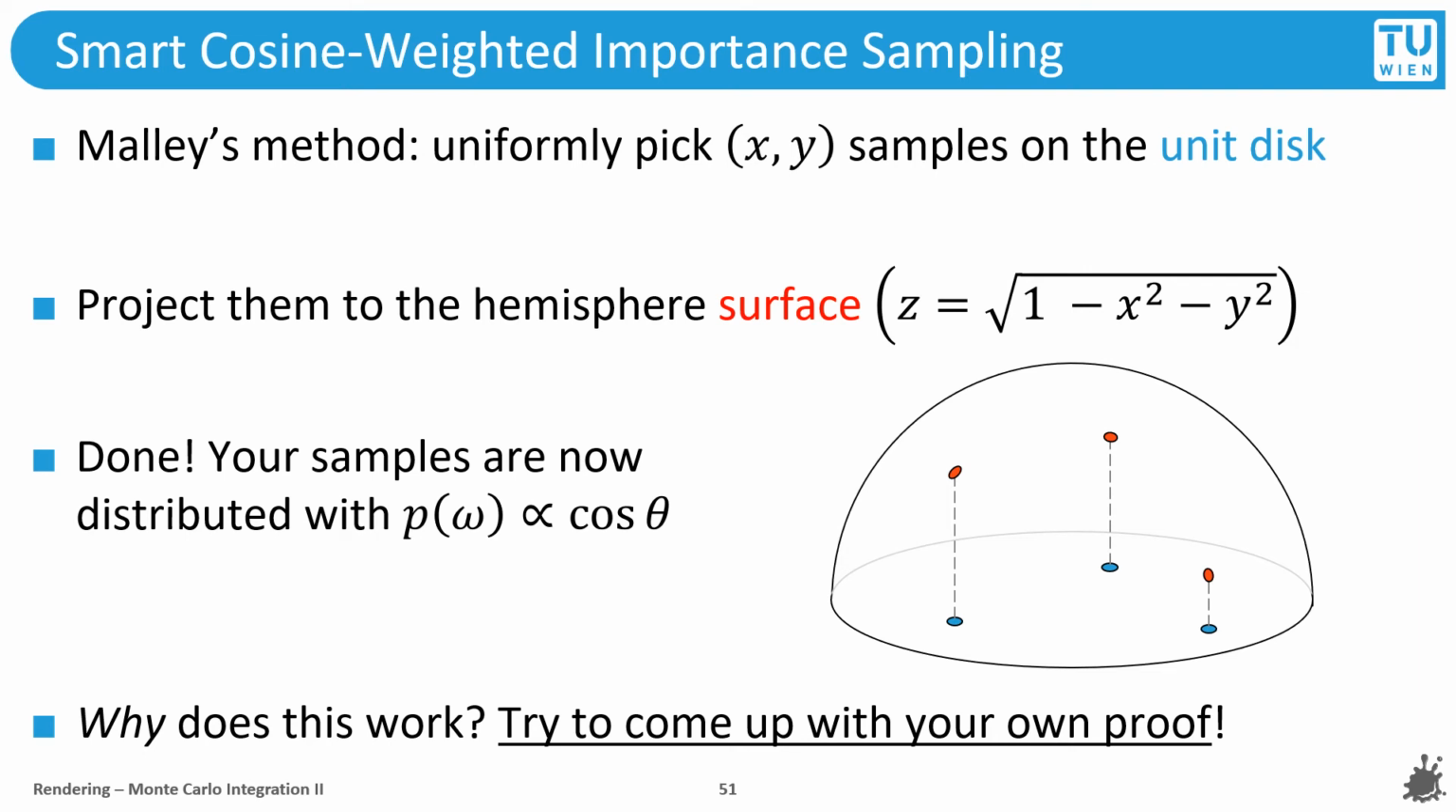But if you don't want to spend any energy on that, there's a quick solution called Malley's method. Malley's method gives us exactly what we want: cosine weighted samples on the unit hemisphere, and it's extremely easy to use. All we have to do is draw uniform samples on the unit disk, and we know how to do that already, and then project them up to the surface of the hemisphere. Done. The resulting sample distribution over the surface will be weighted with the cosine of theta. Why does this work? Again, we encourage you to invest some time in solving this yourself as an exercise.